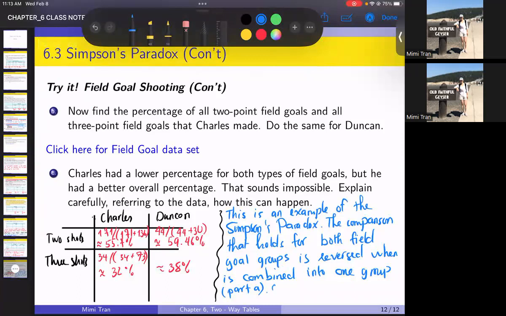So maybe you say: notice Char has a large gap, as you can see, a large gap for two-shots compared to Duncan. Sorry. Hopefully you can read my handwriting.